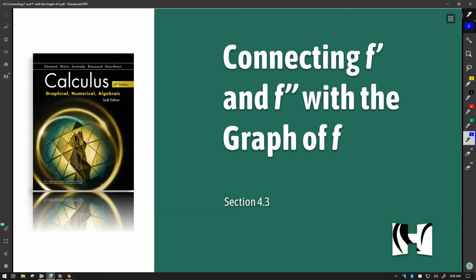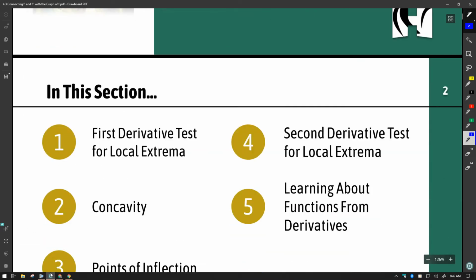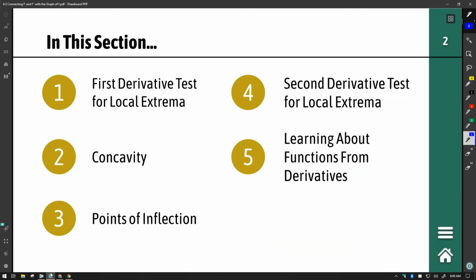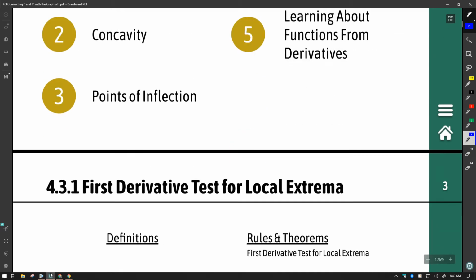This is section 4.3 of your calculus textbook. We're going to talk about connecting f prime and f double prime with the graph of f. In this section, we're going to find out about the first derivative test for local extrema. We're going to learn about the concept of concavity and points of inflection. We'll learn about the second derivative test for local extrema. And finally, we'll learn about functions from their derivatives.